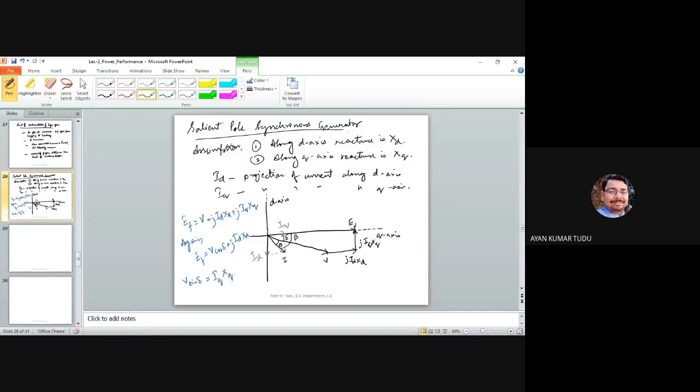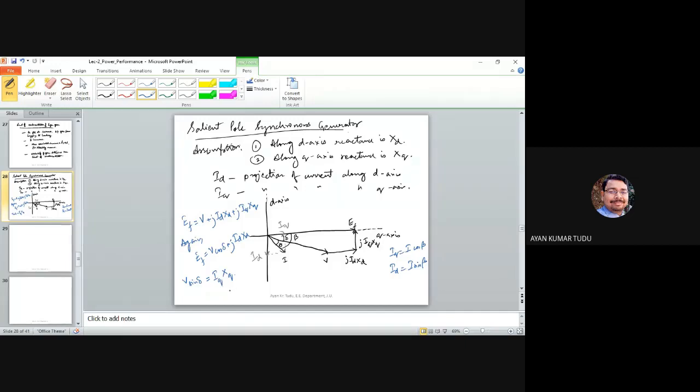Again, from the phasor diagram, Iq is equal to I cos beta, and Id is equal to I sin beta. So from these expressions we can write Id equal to (Ef minus V cos delta) by Xd, and Iq equal to V sin delta by Xq.